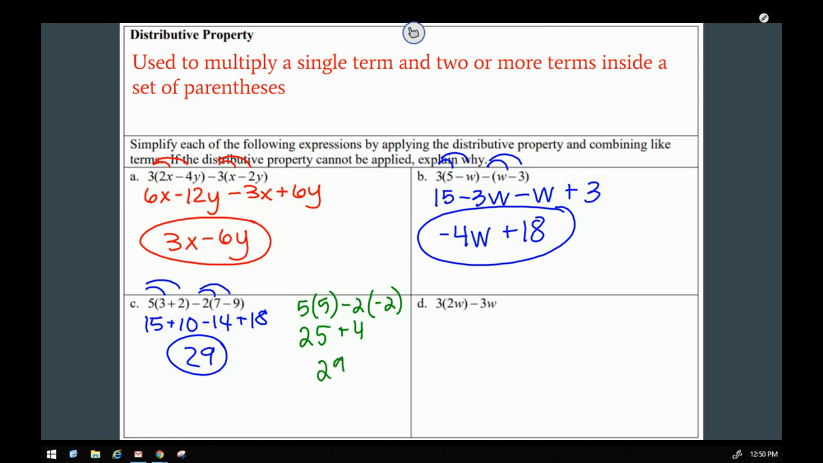Okay, what about part D? Right here we would multiply, right, to get 6w minus 3w. Just 3w. Did I use the distributive property? Why not? I multiplied. There are 2 terms that says 2 or more terms. Technically, this one is a no. So we did not multiply 2 or more terms inside the parentheses.